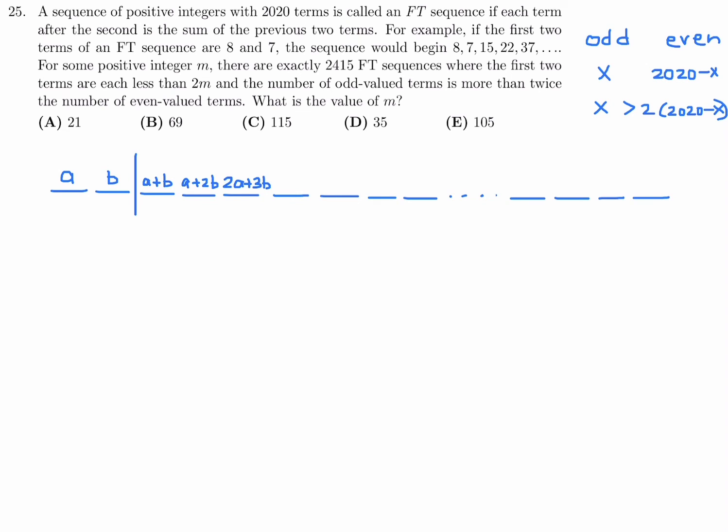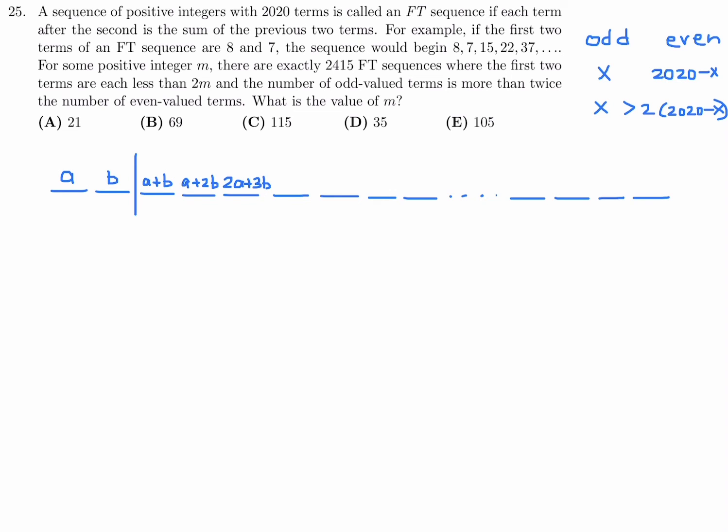This sentence right here, the number of odd valued terms is more than twice the number of even valued terms. So we have to basically concentrate on odd and even in this question, interestingly. What the numbers are in terms of their numerical value is not really that important. What's important really is just whether they're odd or whether they're even.